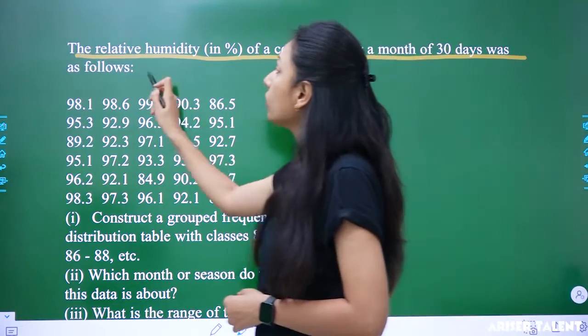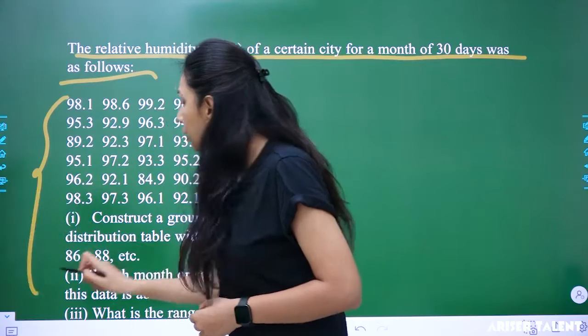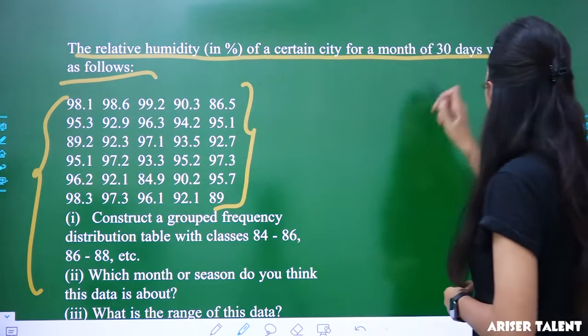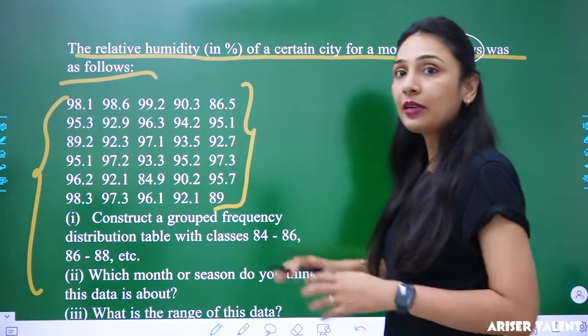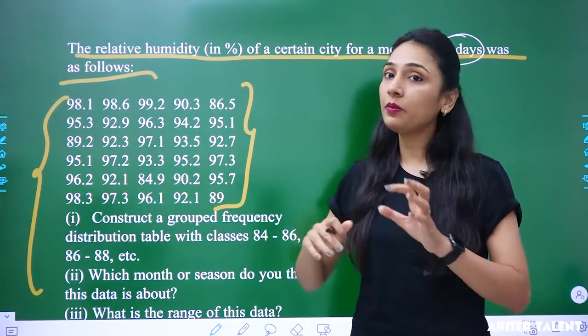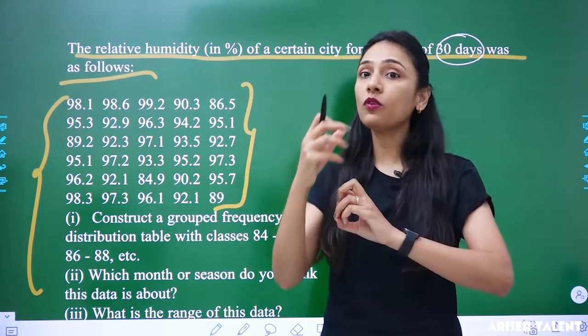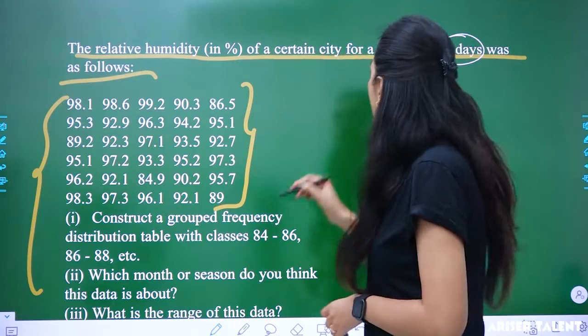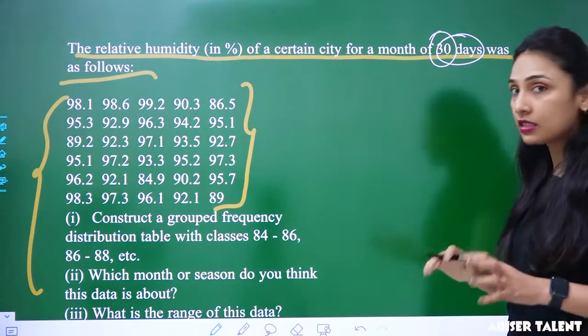Now, the question was: the relative humidity in percentage of a certain city for a month of 30 days was as follows. So, here you are provided with this data. Now, how many days are there? 30 days. That means you are going to have 30 data. That means in the frequency table you're going to make, the sum of these frequencies is going to be 30 here, right? We discussed about it.